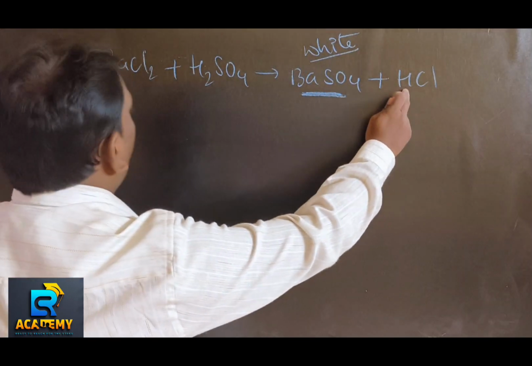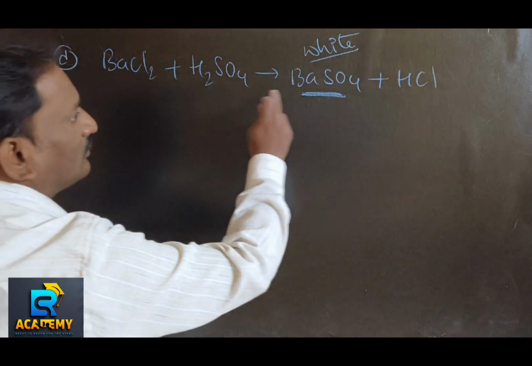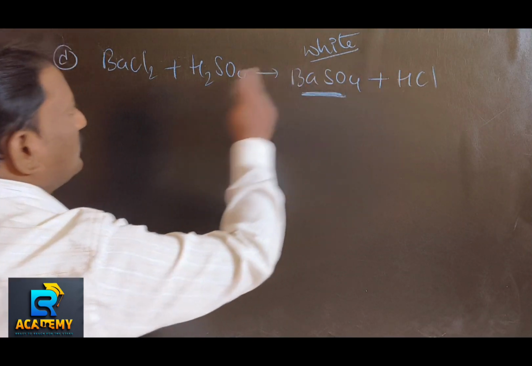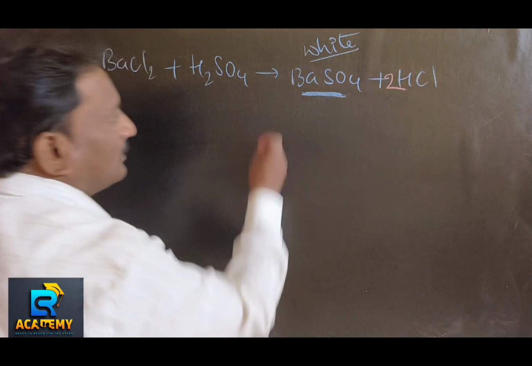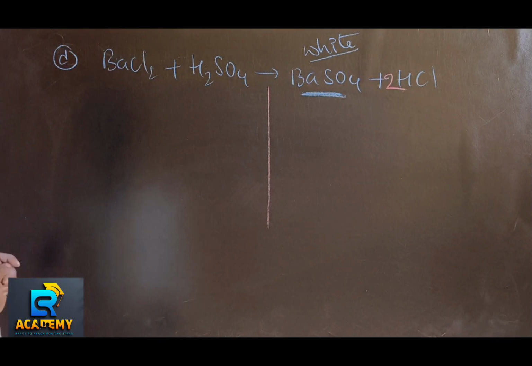Here hydrogens 2, here 1. Chlorine here 2, here 1. Multiply with 2. Then you will get the balanced chemical equation.